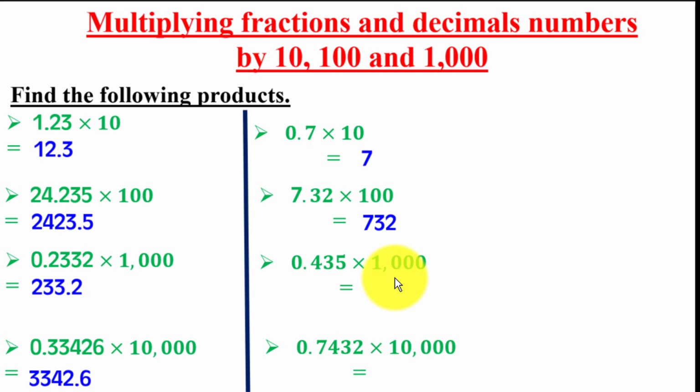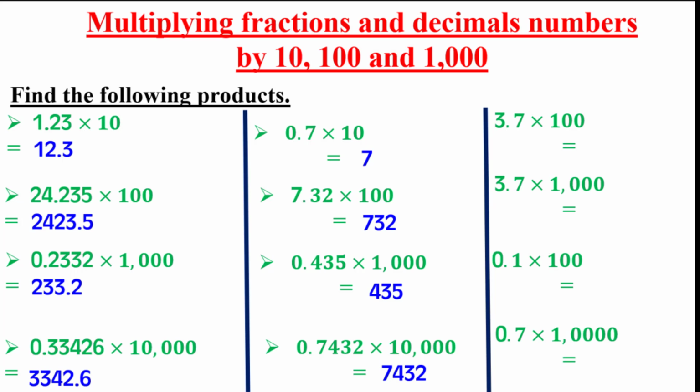We have here 3 zeros and 3 decimal places, so it will be 435, a whole number. By the same way, it will be 7432. But look at this example, 3.7 times 100. We have here 1 decimal place and we will multiply by 100. We will move the decimal point 2 decimal places to the right, so you have to write 0 here. It will be 370.